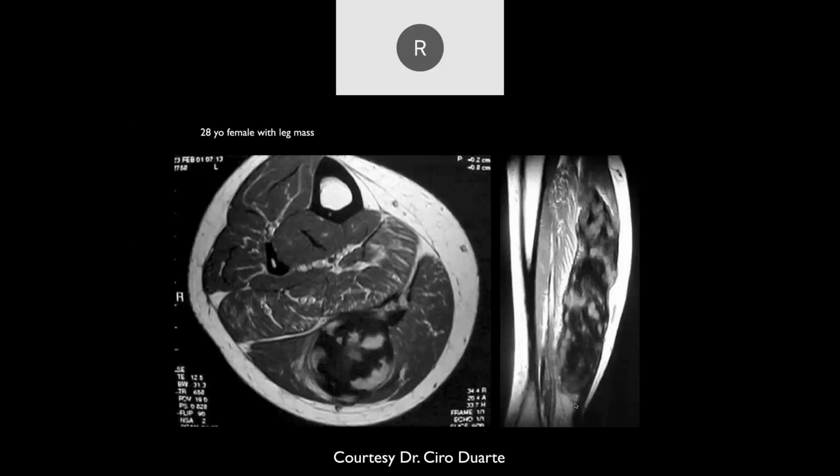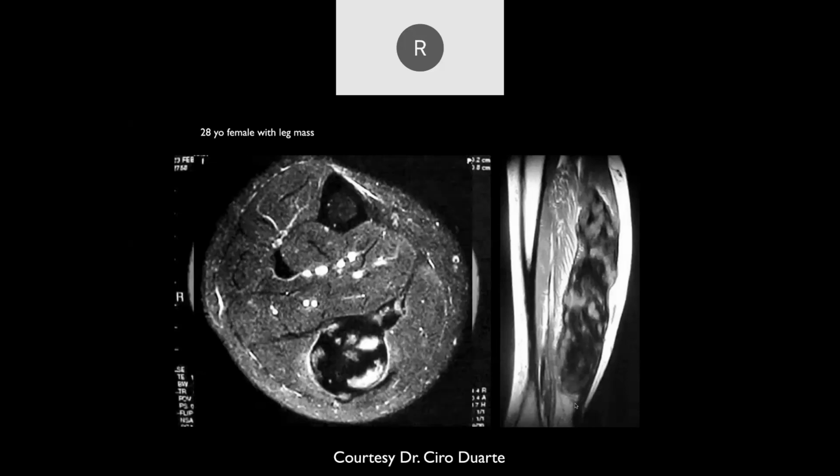So what do you think? I'm not entirely sure what it is. Okay, so here's the STIR sequence. Actually, you can see a little bit of edema around it. But remember, you commonly will get edema around malignant type lesions. And this turned out to be an extra-abdominal desmoid tumor. Now, as I referred to earlier, outside the abdomen, these tend to be benign lesions. Inside the abdomen, they tend to be more likely to be malignant.